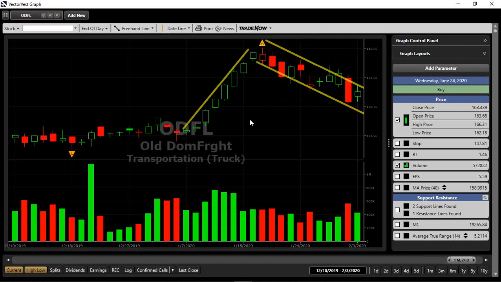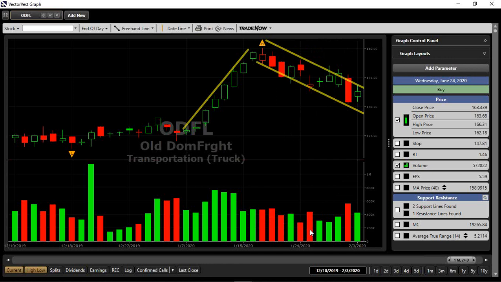The flag pole is the substantial rise in the stock price. The flag is formed during that consolidation period. All I've done is draw a couple of lines connecting the lower part of the channel and the upper part of the channel. Okay? And generally, during that consolidation period, you're going to see lower than average volume. So that's how you recognize a bull flag.